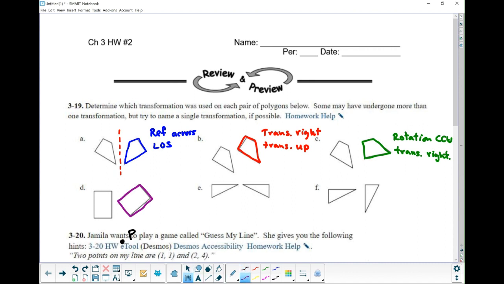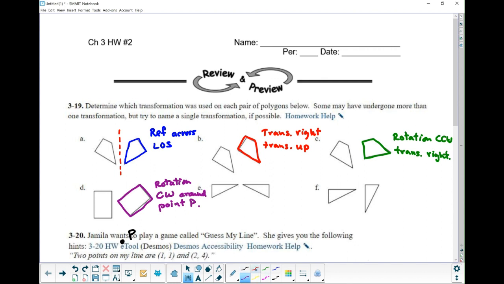So I'll say rotation clockwise, CW, around point P. Right? And if you want to do the second one that I mentioned, you can say rotation counterclockwise and then translation to the right.